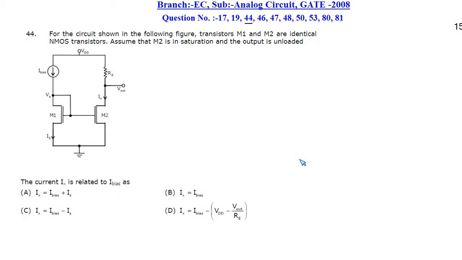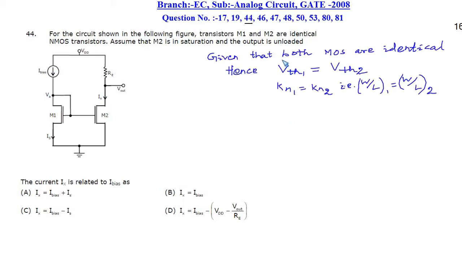In this question, a circuit is given which is a combination of two NMOS transistors, and it is asked what is the relation between Ix and the I bias current. If you see, what are the things given here? In the question it is given that both the MOS are identical, that is, the threshold voltage of both the MOS are equal, their W by L ratios are equal, and their Kn are also equal.